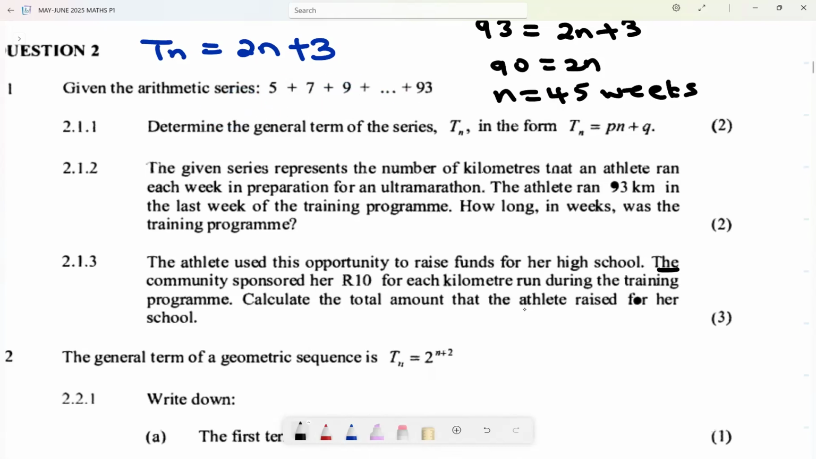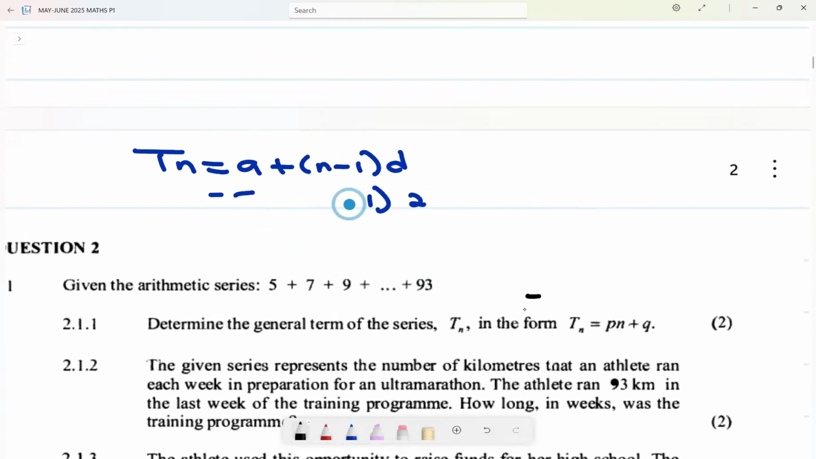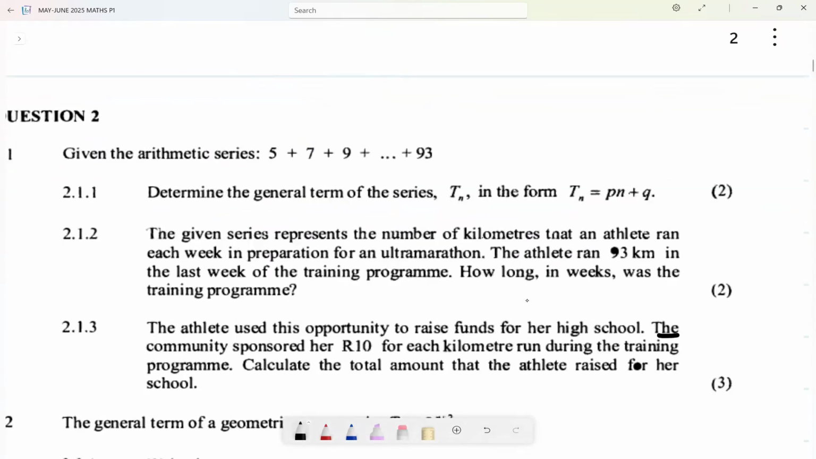So instead of doing that, let me find the sum. Remember, this is in kilometers. Let me find the total sum of kilometers that she ran, and after getting the total kilometers, I'm going to multiply that by 10 rand. It's going to give me the total amount that she collected. So how can I do that? Remember here n is equal to 45. So she ran for 45 weeks. Let me calculate how many kilometers she had in those 45 weeks.